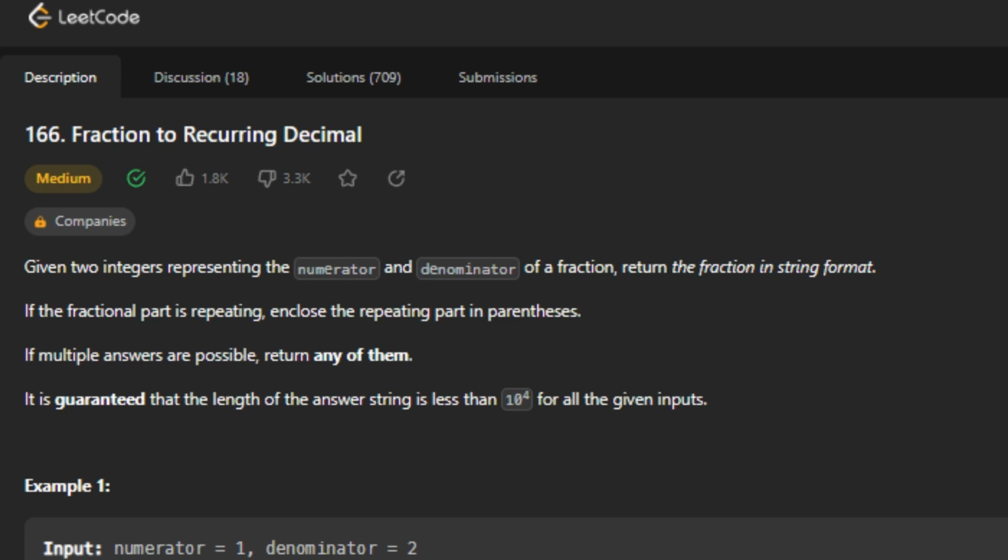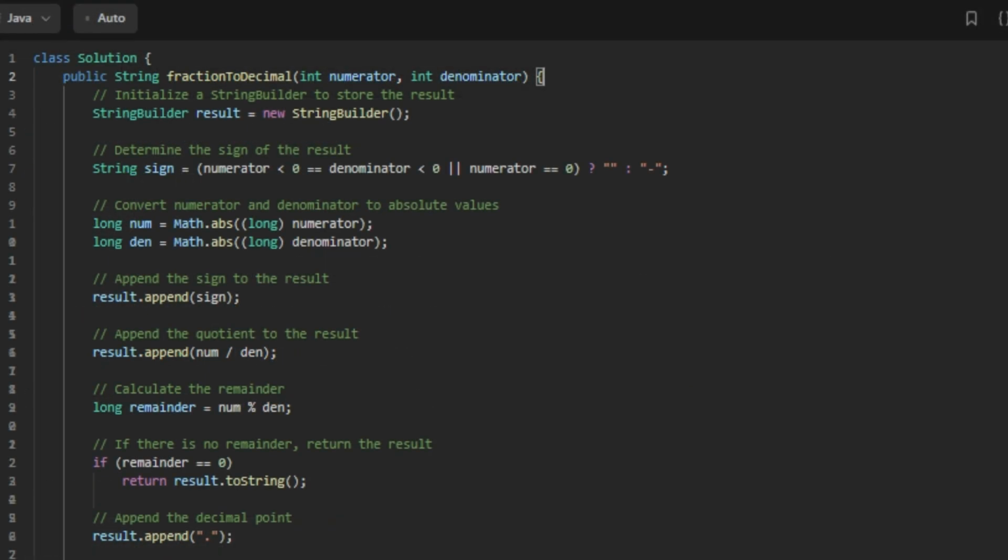The approach of this code is to convert a given fraction, numerator and denominator, into its decimal representation. The code uses a combination of mathematical operations and a hash map data structure to achieve this. The code starts by initializing a string builder to store the final result. It then determines the sign of the decimal representation by checking if both the numerator and denominator have the same sign or if the numerator is 0.